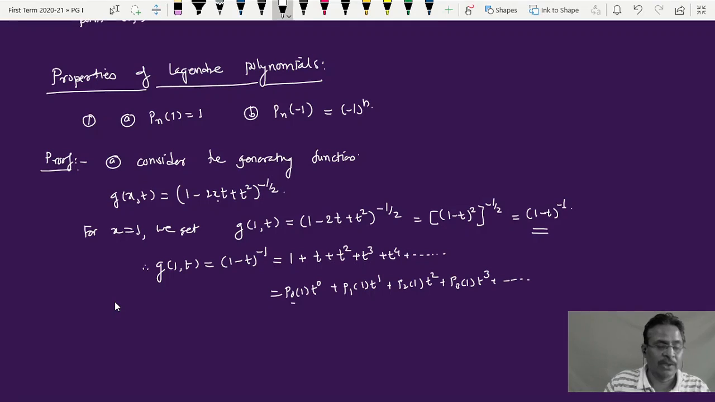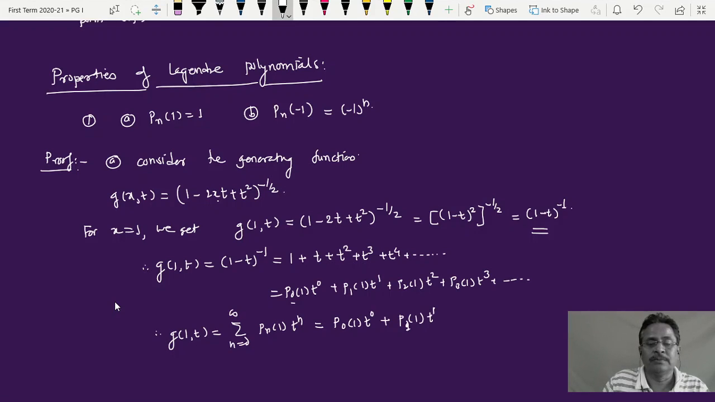Okay? And therefore I can write here g of 1, t is equal to summation over n equal to 0 to infinity. The upper term will in fact come the same way. This is pn of 1 into t raised to n, and that is what we have written here. Putting different values of n, it is p0 of 1 into t raised to 0 plus p1 of 1 into t raised to 1 plus p2 of 1 into t raised to 2, p3 of 1 into t raised to 3 and so on.